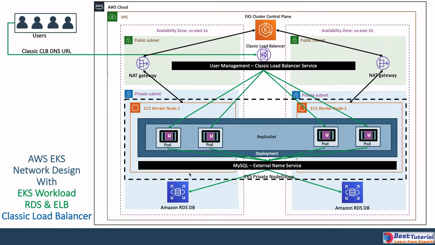This is the architecture we are going to implement now. On a high level, currently our worker nodes are present in the public subnet, so we are going to delete them and create our worker nodes in the private subnet, which is nothing but creating an EKS private node group in private subnets. As step one, we are going to do that now.